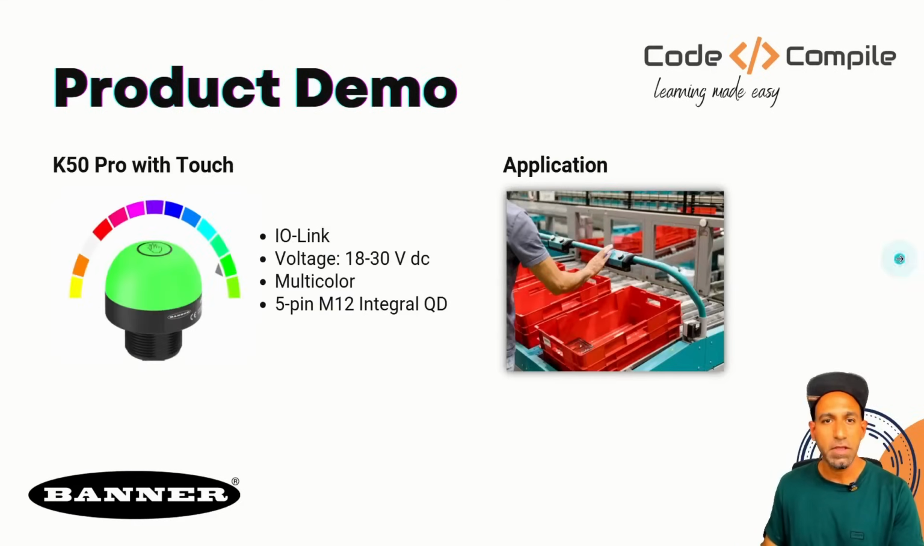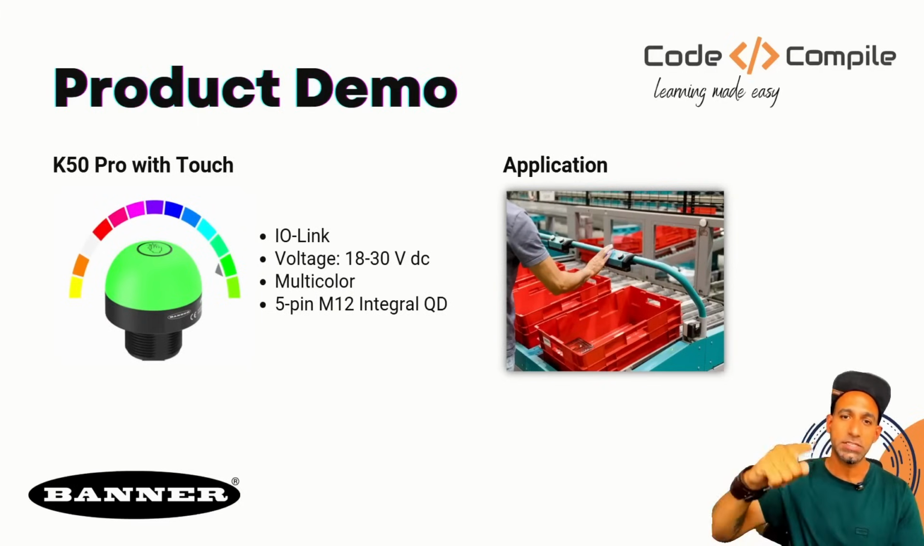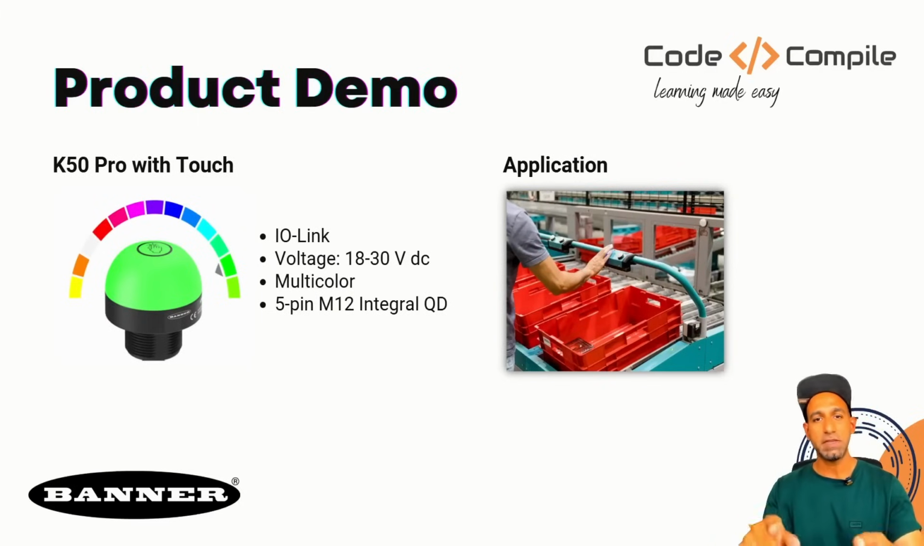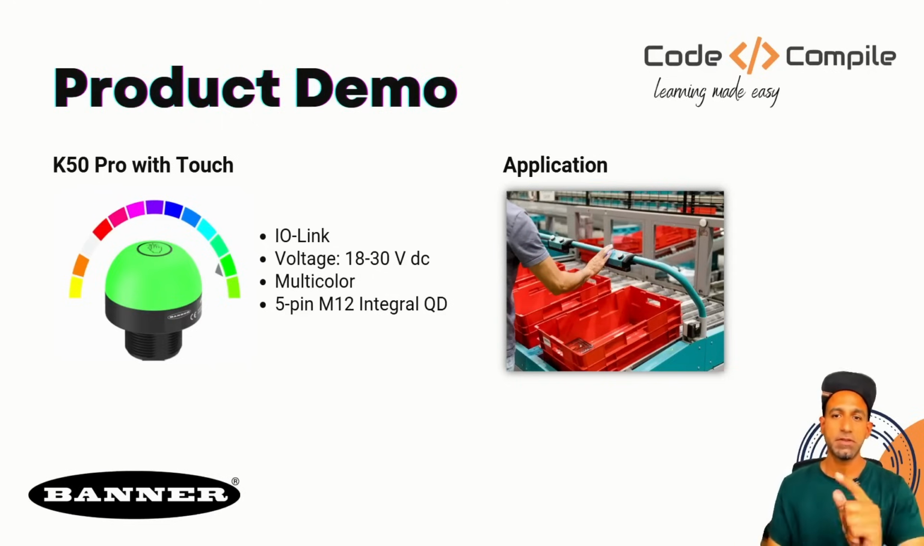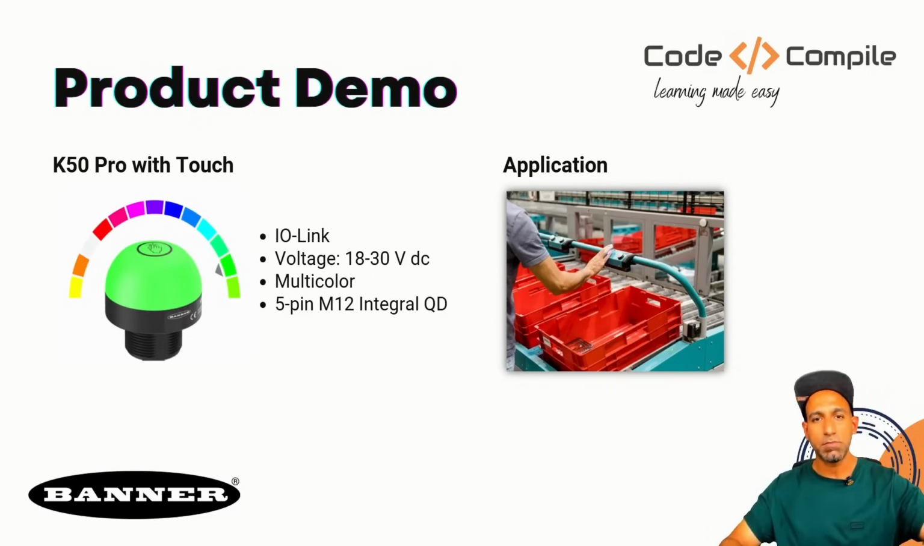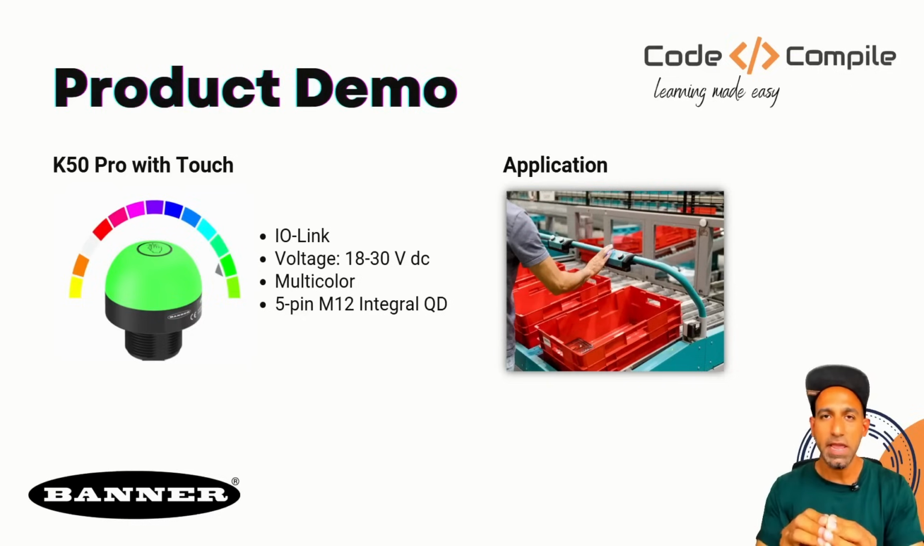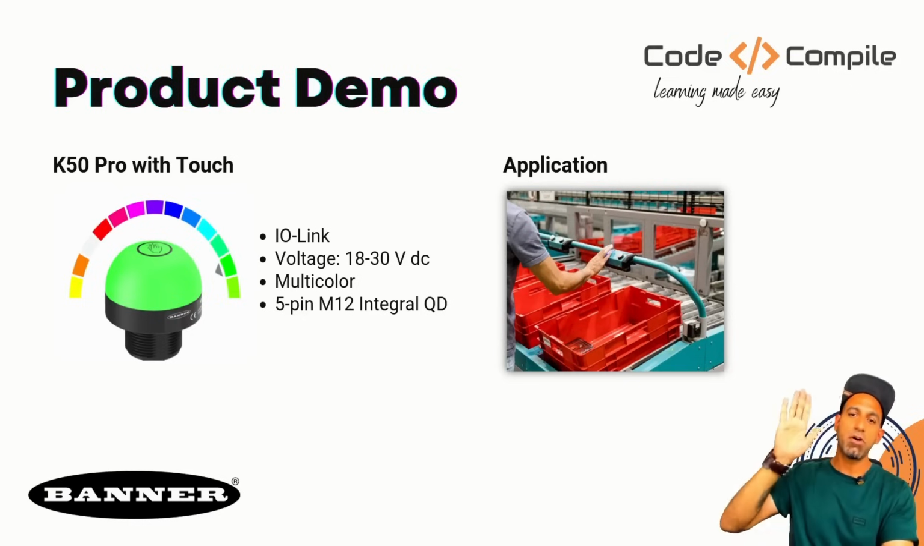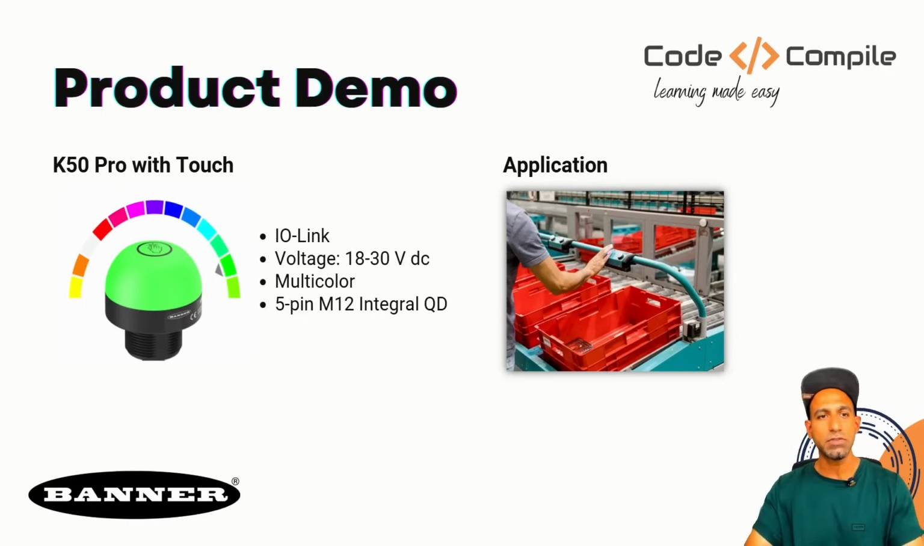All right, moving on. Next one is K50 Pro with touch. Okay, this is just an indicator with a touch feedback. You can imagine that being used in an application. For example, you can see on my screen, there's a box that arrives and you do some operation on that box. So this color will illuminate to show you from a distance that the box has arrived. Do something, and once you're done, just acknowledge that, and then the box might go away. Okay, so let's show a small example.